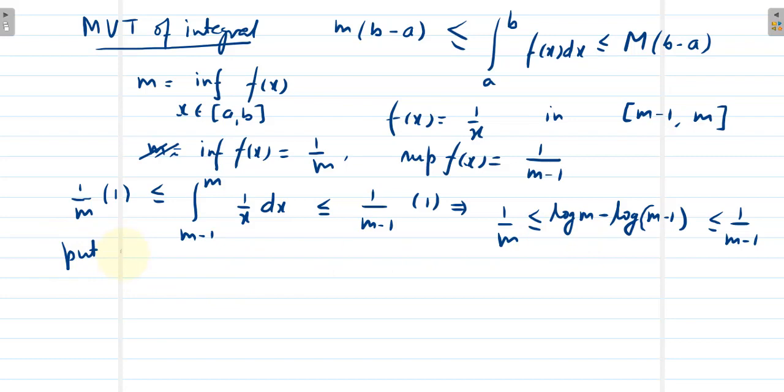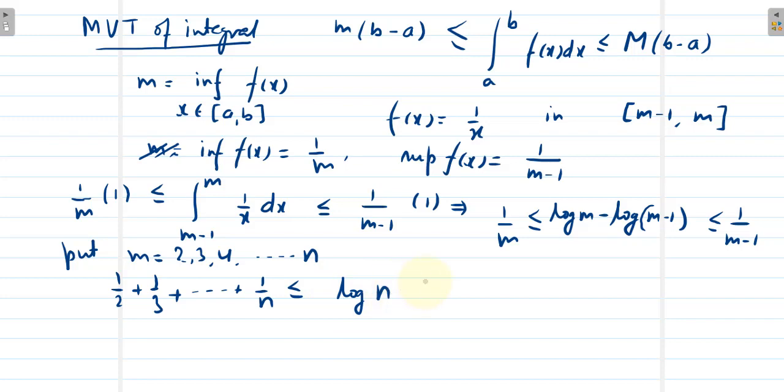Now if we put m as 2, 3, 4 and so on up to n, and add all these results successively, on the left hand side we get 1/2 plus 1/3 plus and so on up to 1/n, and it will be less than or equal to, since each term is a difference of consecutive terms, after adding, the terms will get cancelled and we will ultimately get log n only, and this is less than or equal to, starting when we put m equals 2, the first term 1/2, and the last term is 1 over n minus 1.